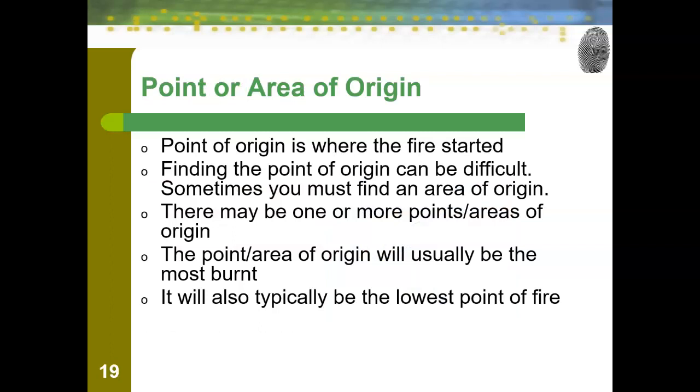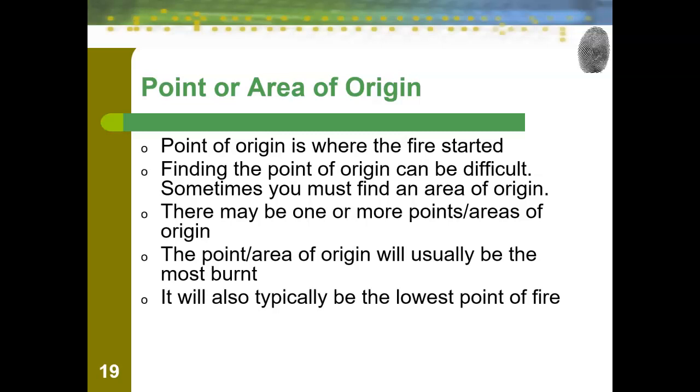Now, as we said, another thing a fire investigator has to do is find the point of origin or area of origin. So the point of origin is where the fire started. This is obviously important to identify because we need to know where the fire started to know what happened. This can sometimes be difficult though, depending on how much the fire burned. So sometimes we just have to settle for an area of origin, that we know it occurred in this room of the house, but we don't know where in that specific room.